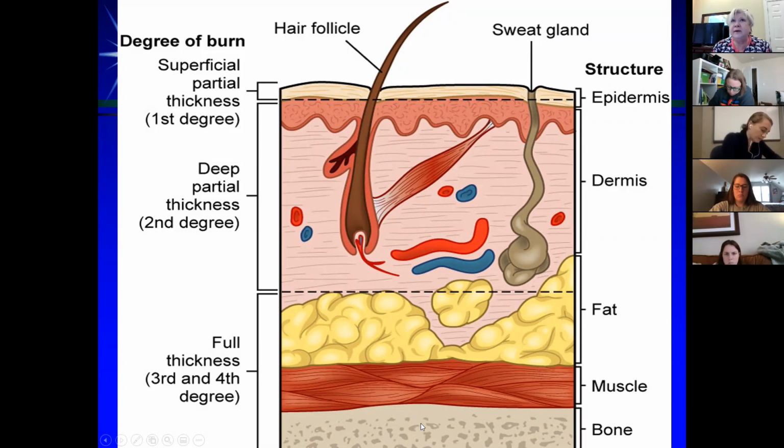It can be in the muscle. It can go all the way to the bone. This is also where your blood vessels are. So it's very deep, and it affects the deeper structures when we're talking about it. So this is where the superficial, partial thickness, and a full thickness burn is going to be.